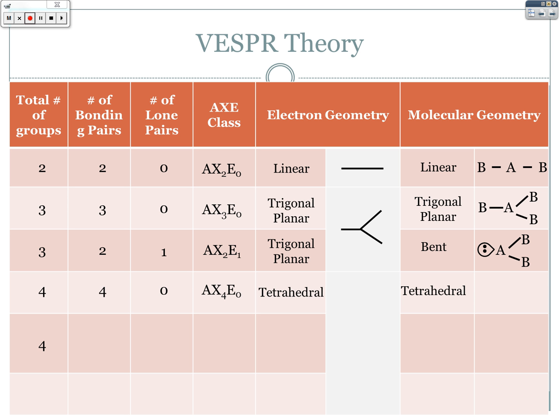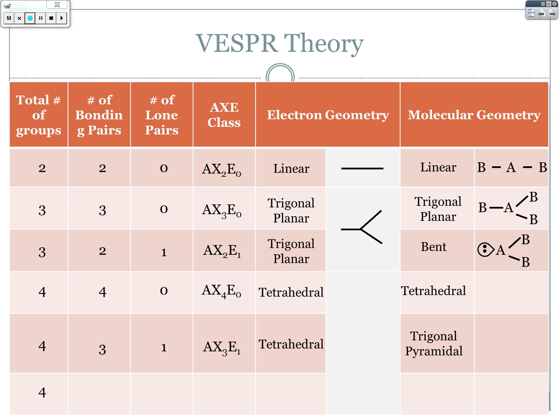Now, if we have 4 groups around the central atom and only 3 of them are bonding pairs and 1 is a lone pair, then we have an AXE class of AX3E1. Our electron geometry is still the same. It's still a tetrahedral electron geometry because we still have 4 groups around the central atom. However, our molecular geometry has now changed. We now only have 3 groups that are bonding and 1 lone pair. So that becomes trigonal pyramidal. Okay? And we're going to show you what that looks like in a second.